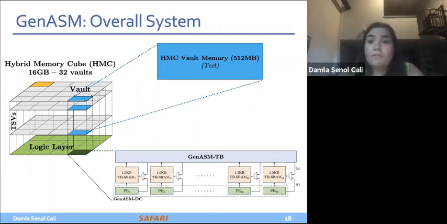And we divide the reference text into subtexts and store each subtext in a different vault of the memory, like I'm showing here. And we search the query at each vault in parallel, so this helps us to achieve text-level parallelism as well.